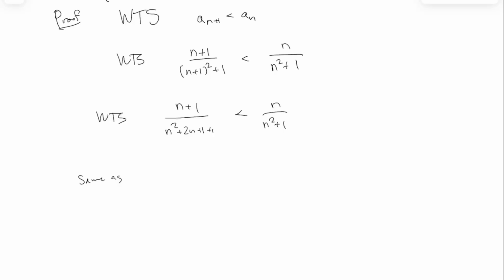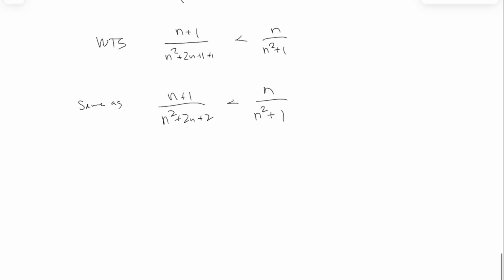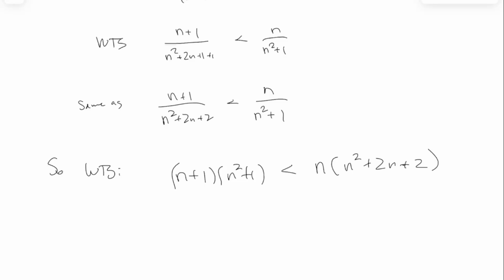This is the same as (n+1) over (n squared plus 2n plus 2) less than n over (n squared plus 1). And now we can multiply the denominators across, just like we did in the previous example. So I want to show all of this is still equivalent to this less than n squared plus 2n plus 2. I hope everybody is doing more or less the same steps so far. I haven't really stopped to think much. It's just a bunch of simplifying step by step.